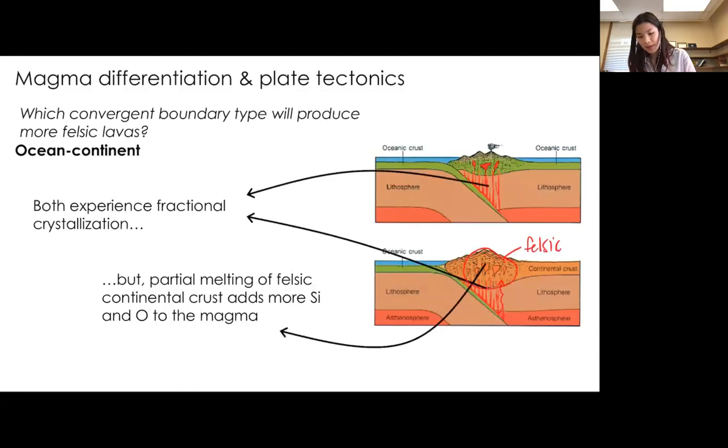So we might expect that these volcanoes may be intermediate because they are still undergoing some fractional crystallization. So there is more of a tendency towards felsic composition rather than the straightforward mafic composition. But in the ocean continental, because we've had this added step of partial melting, we may expect these magmas to be felsic.